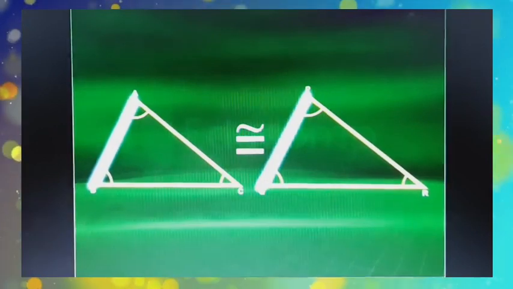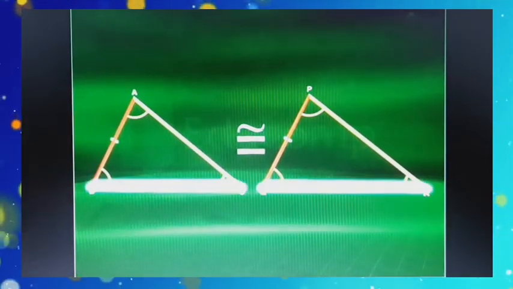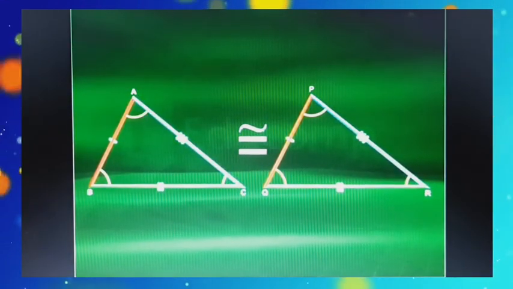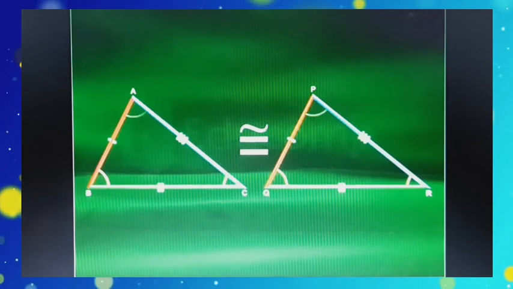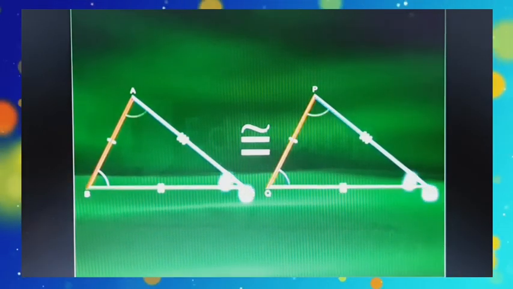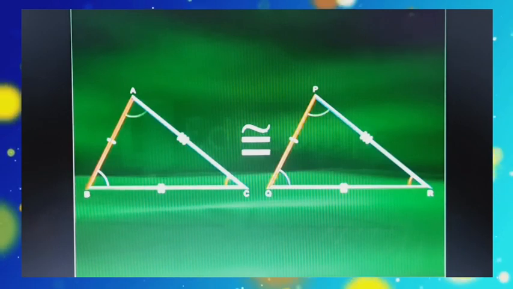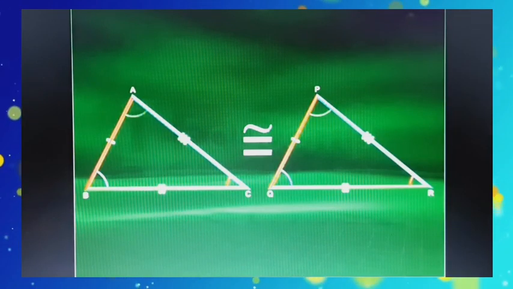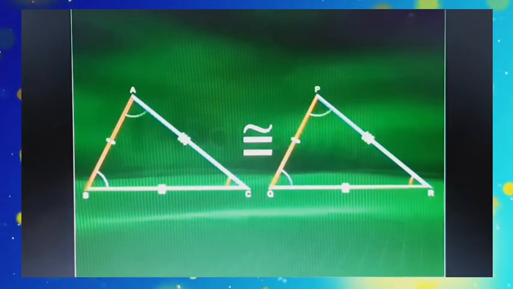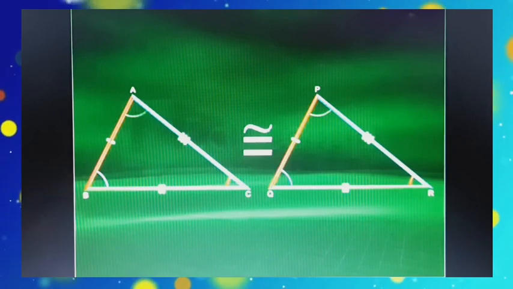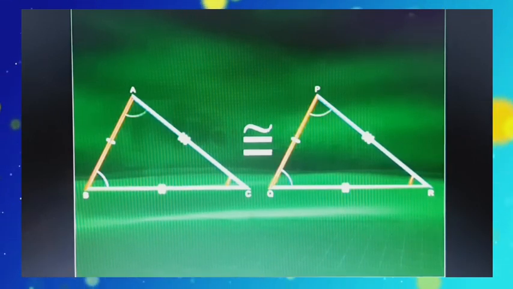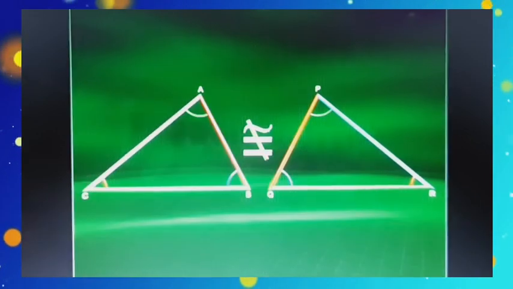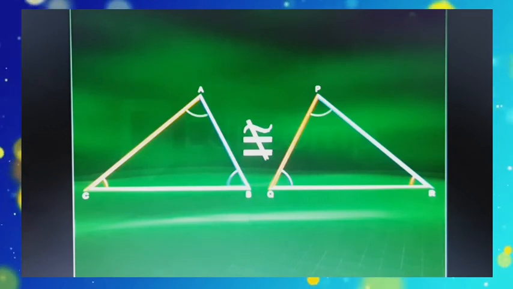The side AB corresponds to PQ, BC corresponds to QR, and AC corresponds to PR. Similarly, angle A corresponds to angle P, angle B corresponds to angle Q, and angle C corresponds to angle R. In other words, the corresponding line segments are equal in length. Similarly, the corresponding angles have equal measure. You have to be careful when comparing corresponding parts of triangles. Here, triangle ABC is congruent to triangle PQR, but triangle ACB is not congruent to triangle PQR.